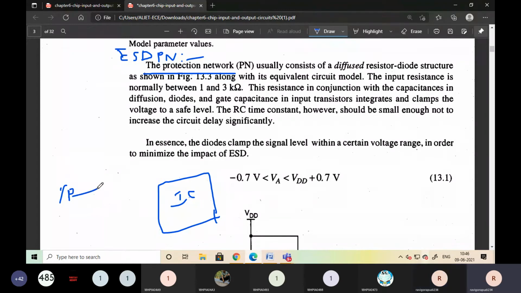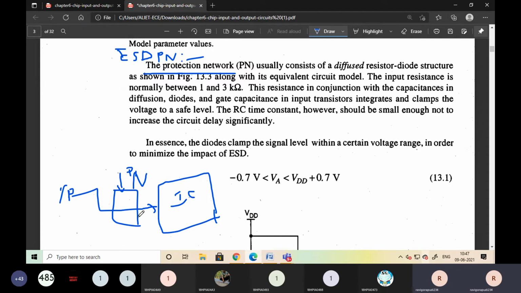We will not give direct input to the IC. So what we are going to do is, in between the input and the IC, we are going to use one network that is called a protection network. Clear? All are following? In between the IC and the input, we use one network called the protection network.